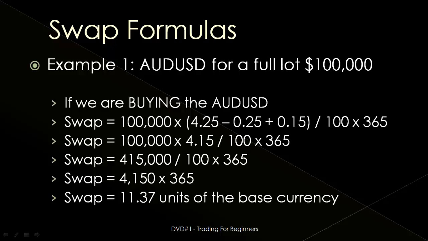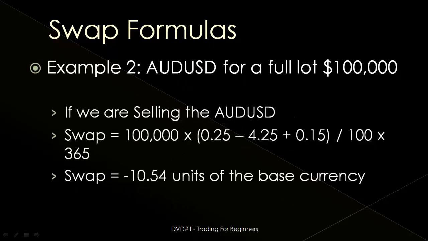Now, on the other hand, if you were selling the Australian dollar, US dollar, and if you run the numbers through the formula, you will see that you would end up paying 10.54 units of the base currency at the end of every day when the swap transaction takes place. Now, these transactions are done automatically on your platform, and you'll find that it normally occurs at 5 p.m. EST when all the accounts are closed and instantaneously reopened.